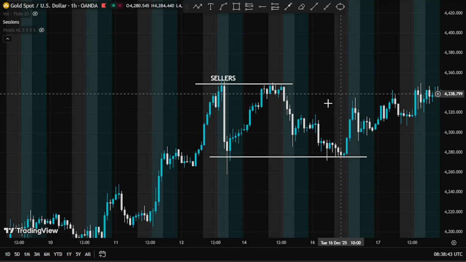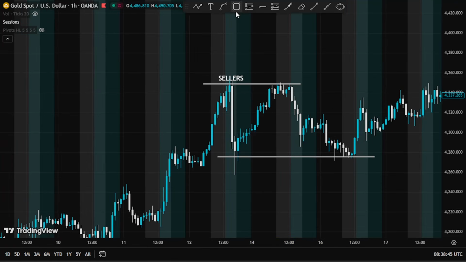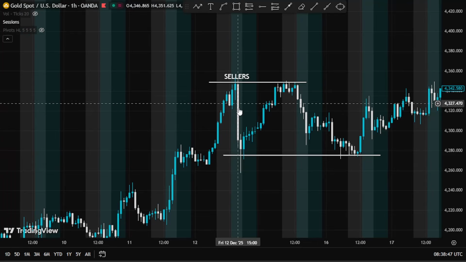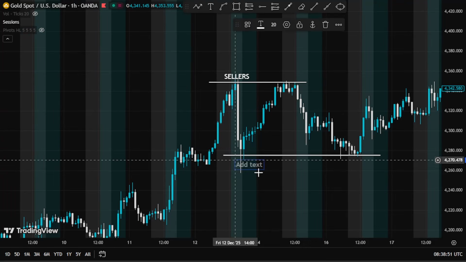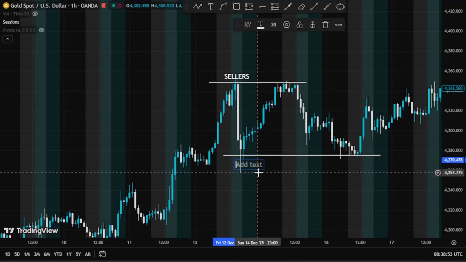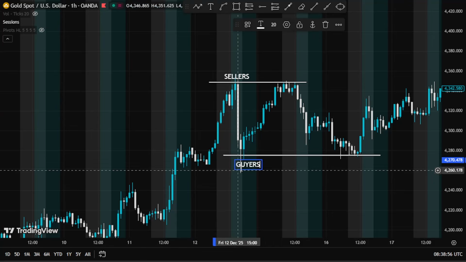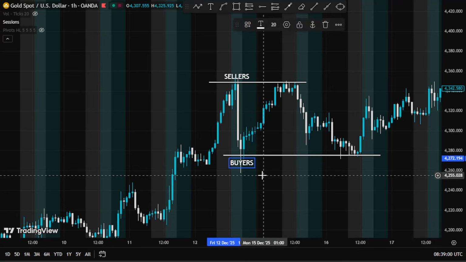Okay, there are a lot of buyers sitting around this area here. Why? Because when price was moving down, it reversed all of a sudden and then started moving up. So this tells us that buyers are sitting here holding price up, pushing price up from this position.